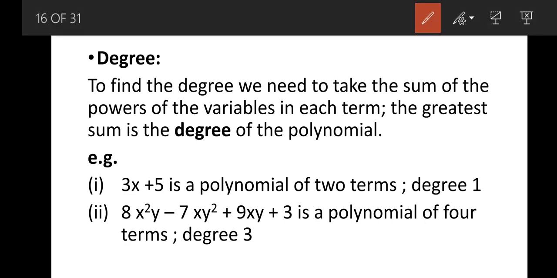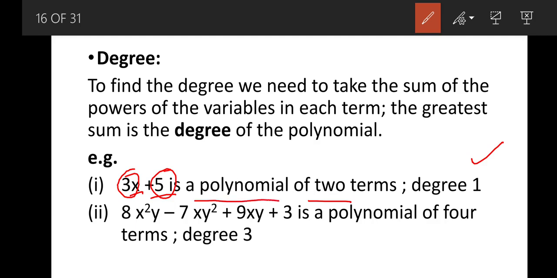Let us take the first example again. In this, the literal coefficient is x and the power of x is 1, and here no literal coefficient is present, so it will be 0. Only x raised to the power 0 can be considered. So here the highest from 1 and 0, what is the highest? That is 1. So degree will be 1. Number of terms are 2. 3x is one term, 5 is another term. So number of terms are 2, and the power of the variable present here is x, and it is a non-negative integer, so it is a polynomial.